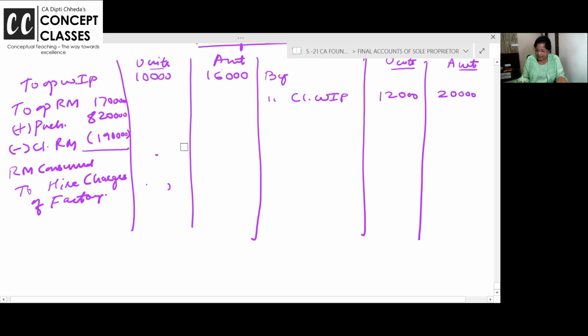Why am I writing this in another column? This is all raw material consumed, no? So write raw material consumed directly outside in the amount column. Now, hire charges. Hire charges of the factory is 220.